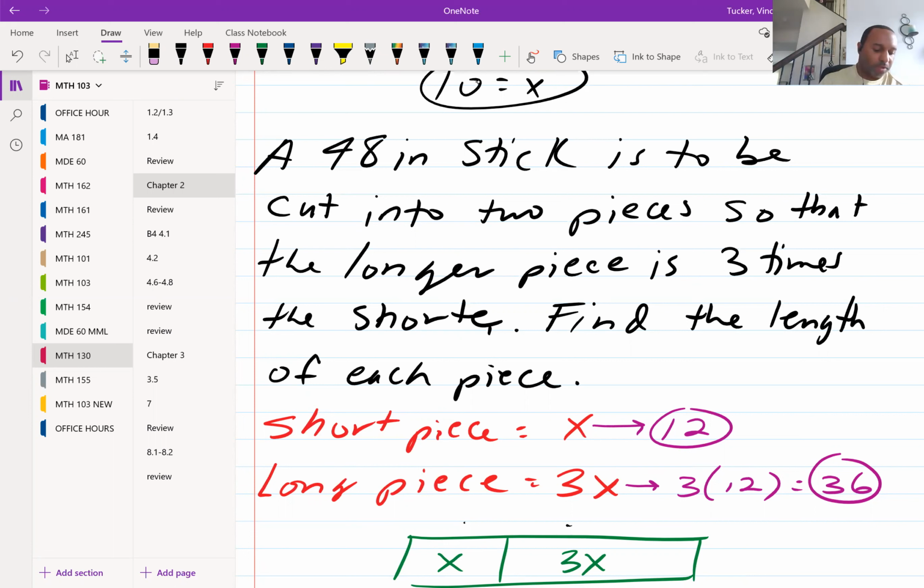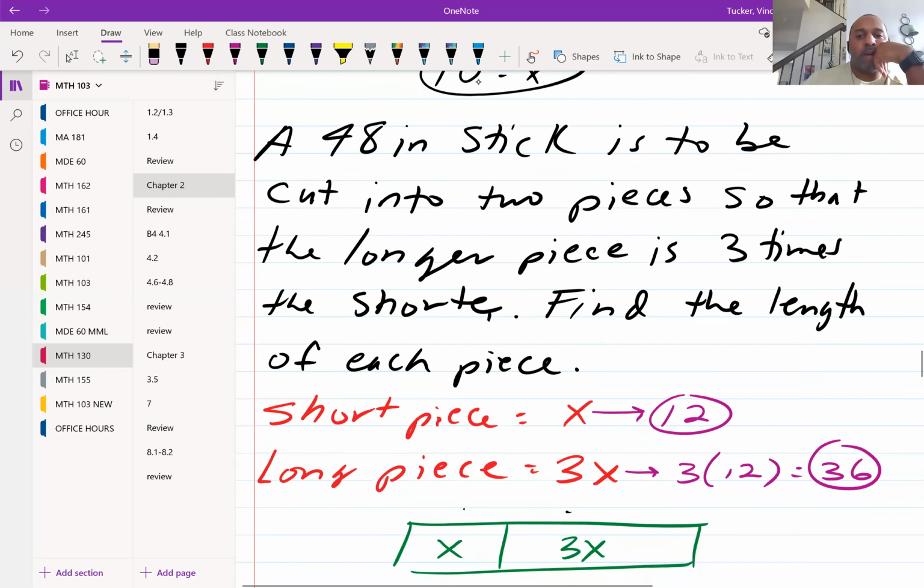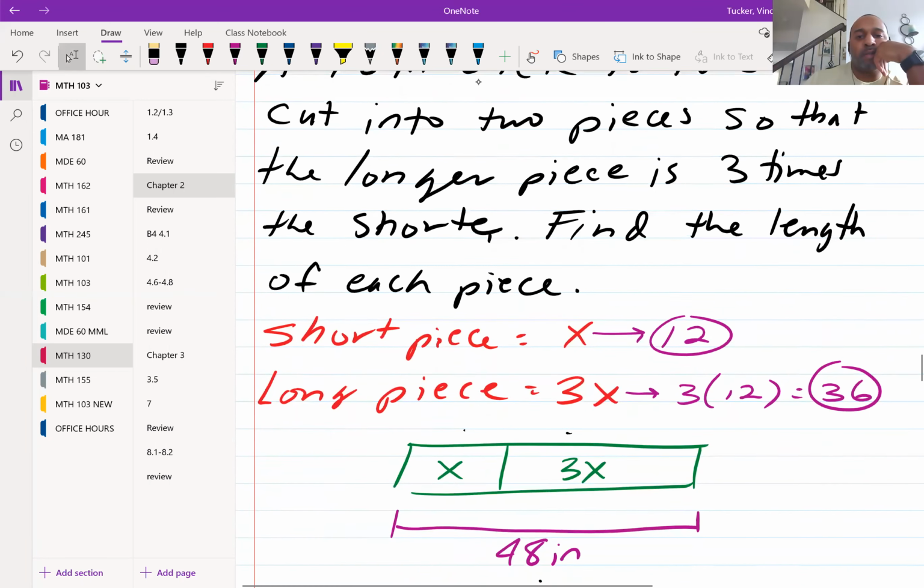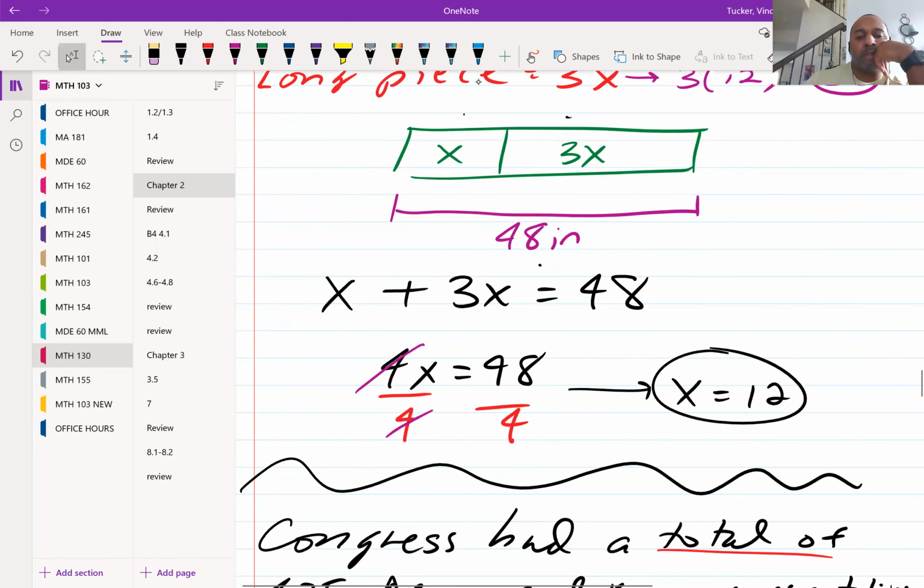All right, questions. So you said short piece is 12, the long piece is 3x. Not a problem. All right, can we go to the next one? Everybody good?